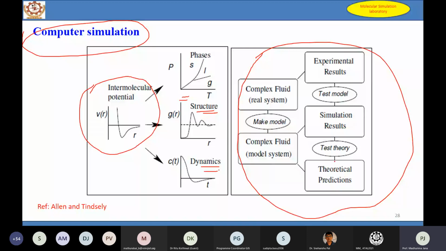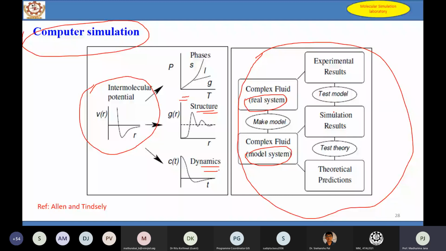Okay, so this is how the complex fluid for the real system and the complex fluid for the model system work. Real system means you can think of the experimental kind of things, and model means it is model dependent. This is the same as what I showed in one of my previous slides, where it was more elaborately mentioned. This is only the incorporation of computer simulation, nothing else.